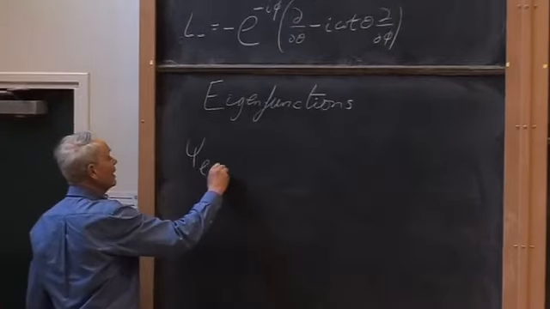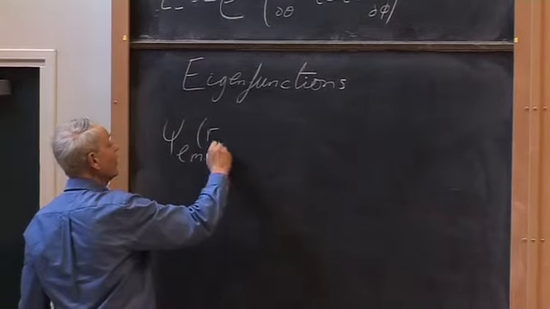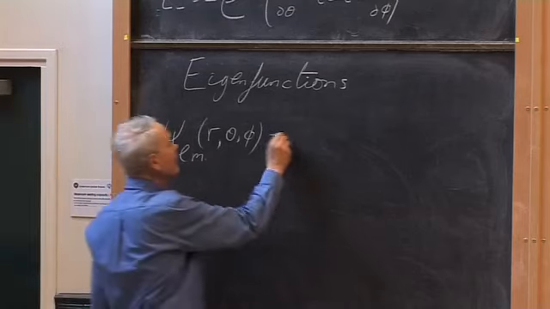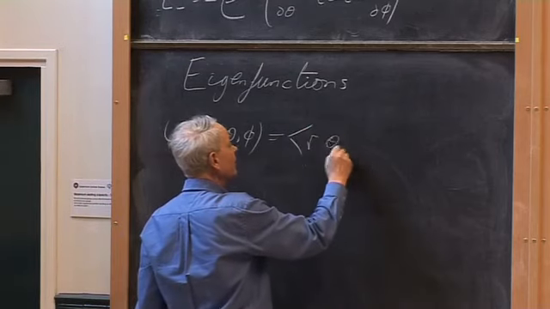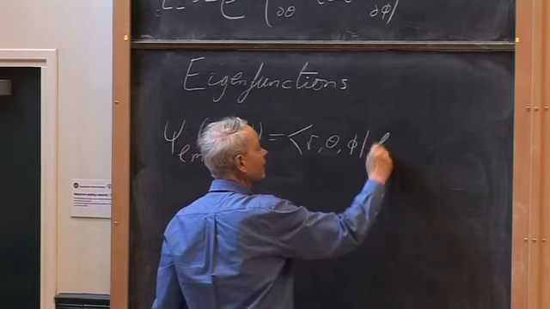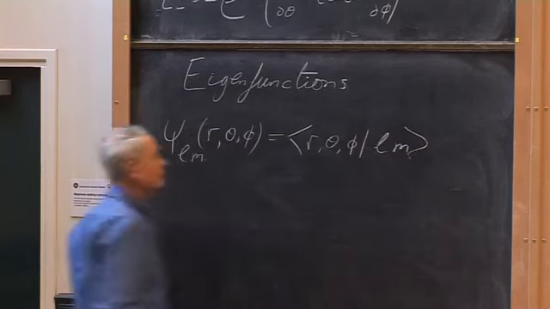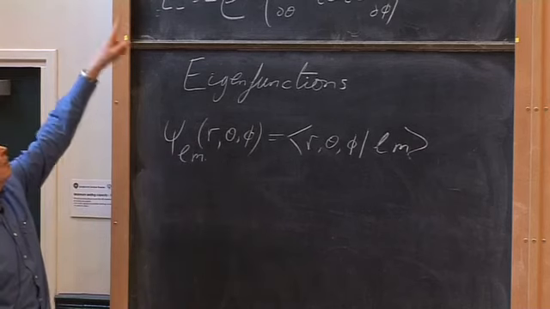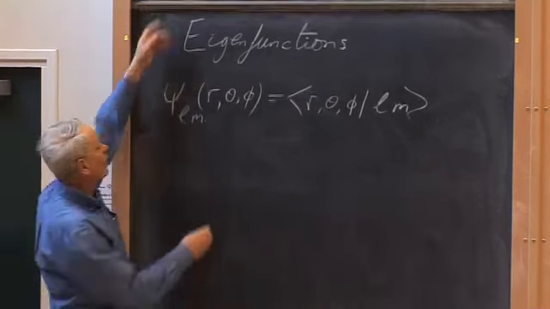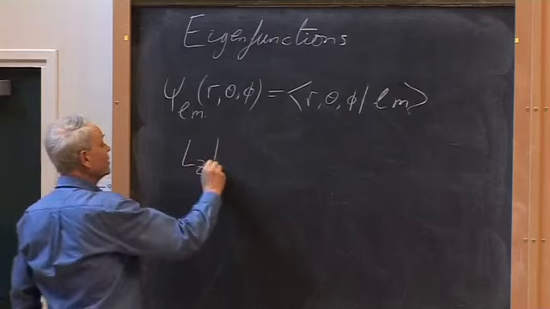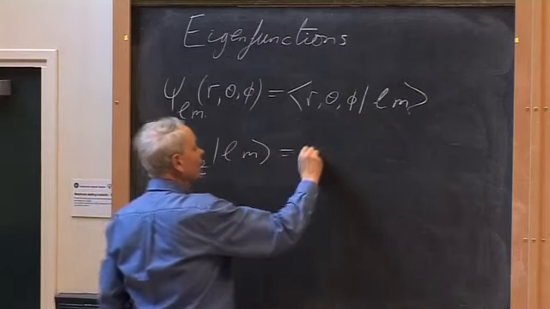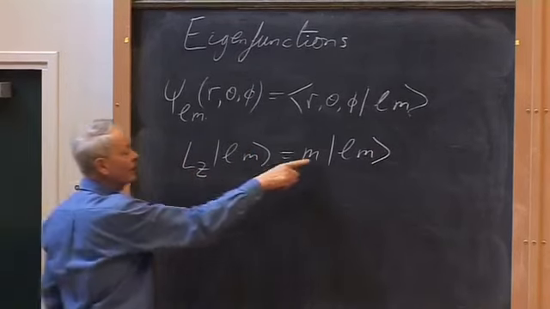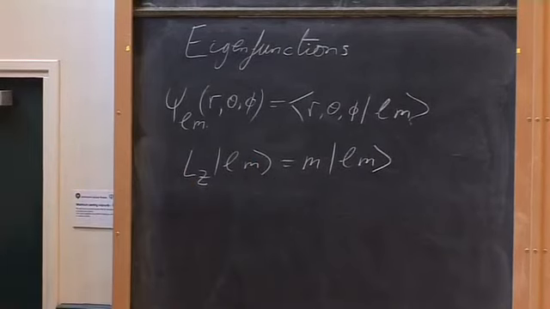Let's call it psi Lm. This will be some function of r, theta, and phi, because we're looking at this in spherical polar coordinates. So this, of course, is r, theta, and phi Lm. Now, the radial dependence of this wave function is going to be completely unspecified, because all we're going to require is that Lz on psi Lm is equal to m psi Lm. This thing has got to be an eigenfunction of this operator with the eigenvalue m, which we now know to be an integer.